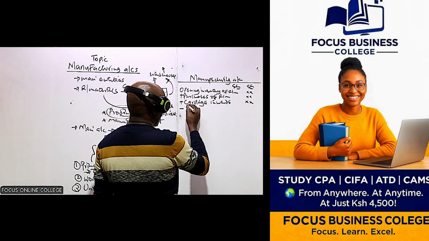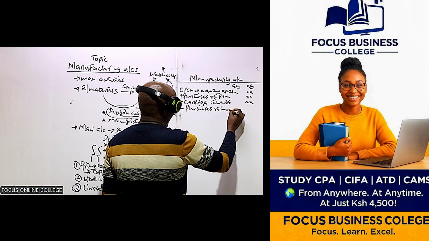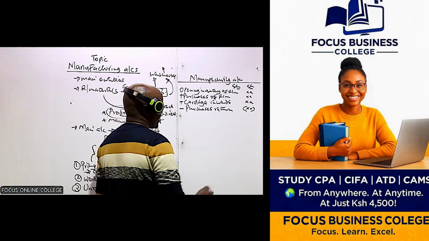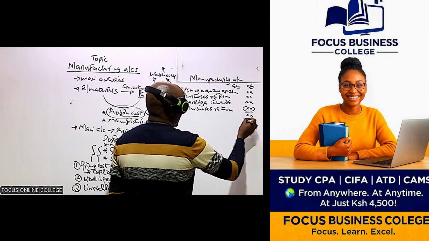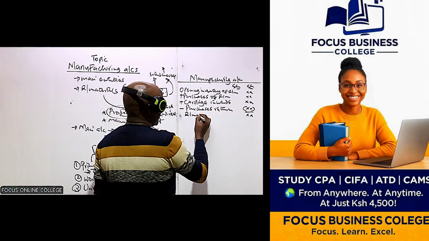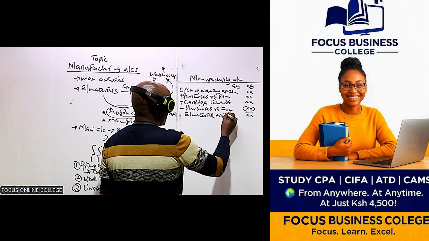Then to this we less purchases returns. These are raw materials which had been bought, but were returned to the suppliers for a number of reasons. In this case, we get the raw materials available for use.